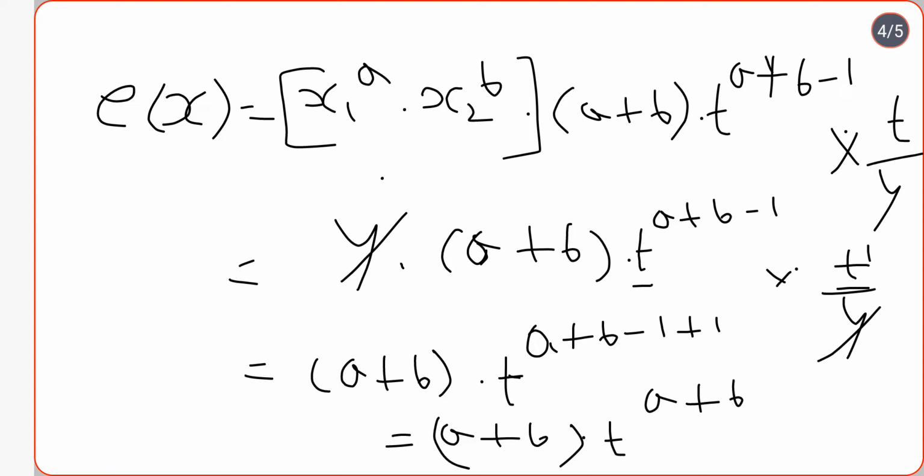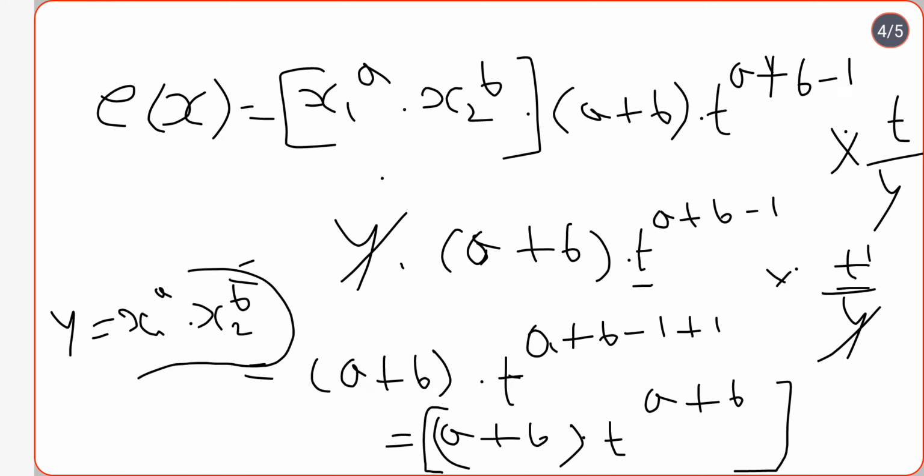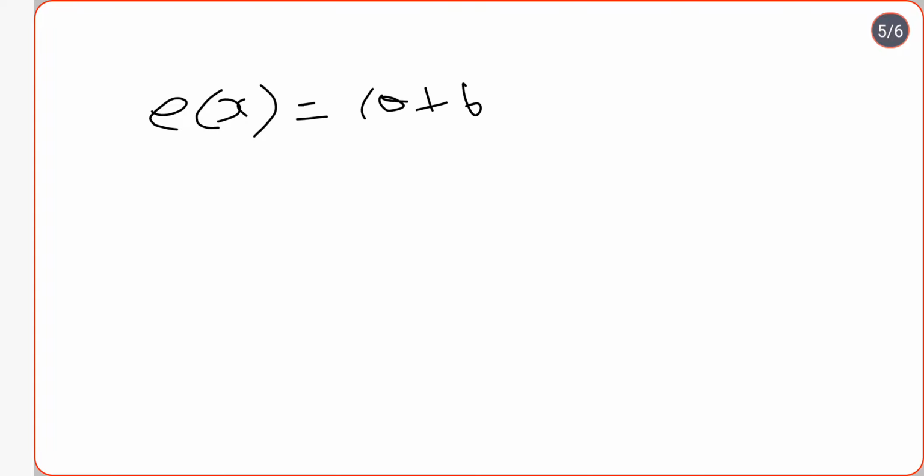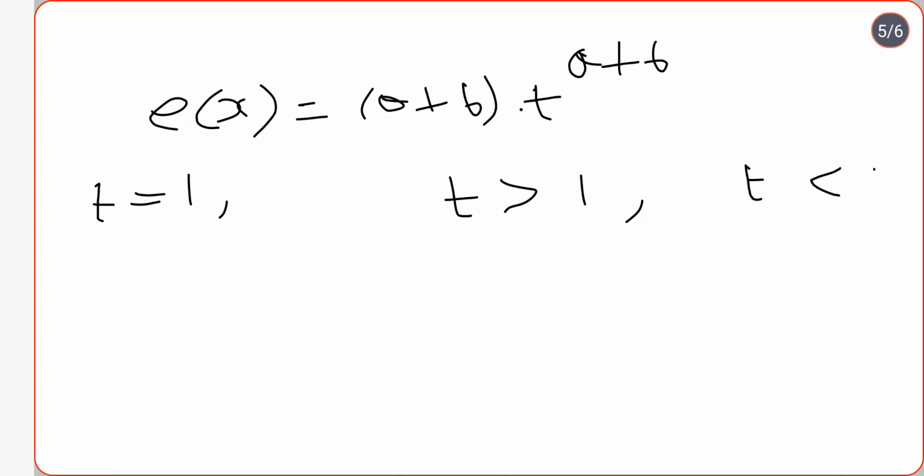Now I am just writing the value. This is the value of elasticity of scale for a function given as y is equal to x1 to the power a into x2 to the power b. E of x is basically a plus b into t to the power a plus b. We will consider three cases. If t is equal to 1, what will happen? If t is greater than 1, what will happen? If t is less than 1, then what will happen?